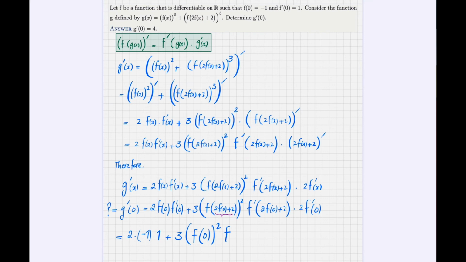The next one the same. It is f prime. So I am just writing f prime here. Again, instead of f of 0, I put minus 1. 2 times minus 1 is minus 2. Minus 2 plus 2 is 0. So this becomes f prime of 0. Multiplied by 2f prime of 0.